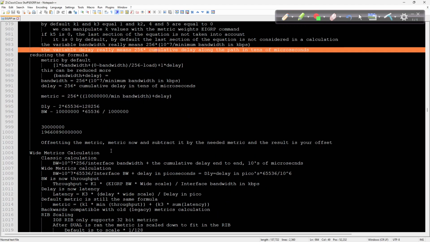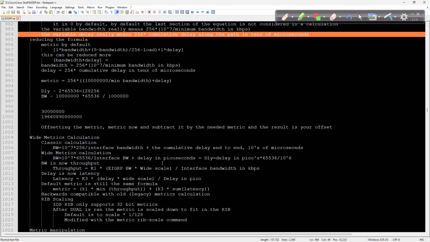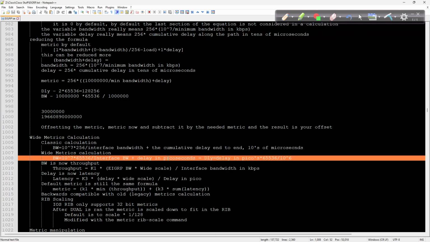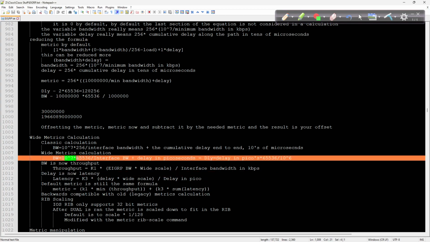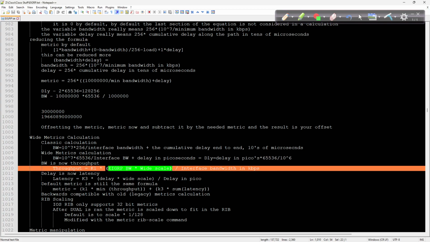Wide metrics, if you notice here, it uses basically the same thing, except we replace some microseconds with picoseconds right there. And then you end up doing your bandwidth, instead of 10 to the 7 times 256, it's by 65536. And then bandwidth is now throughput. Throughput is K1, the EIGRP bandwidth plus the wide scale.